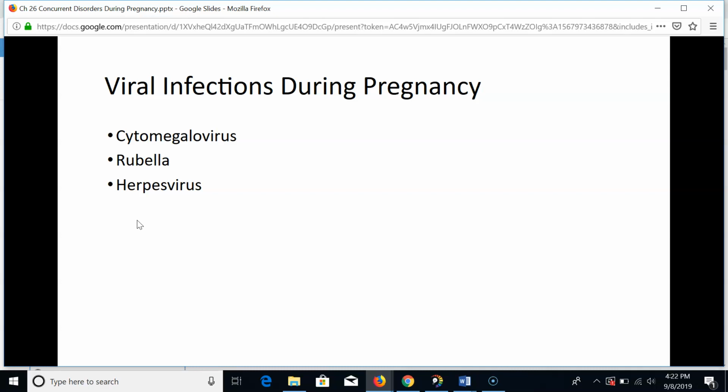Therapeutic management is by preventing exposure, educating women to stay away from anyone who could have rubella, and also telling her not to get pregnant within 28 days after receiving the vaccine, as it is a live virus and the fetus can be exposed to small amounts of the virus.